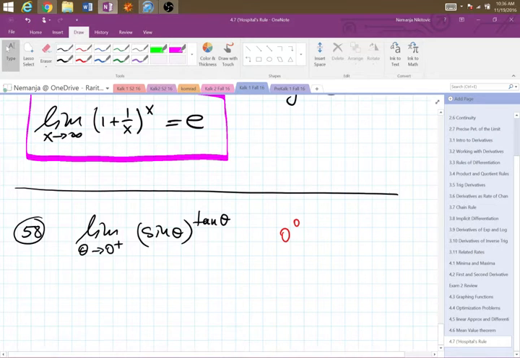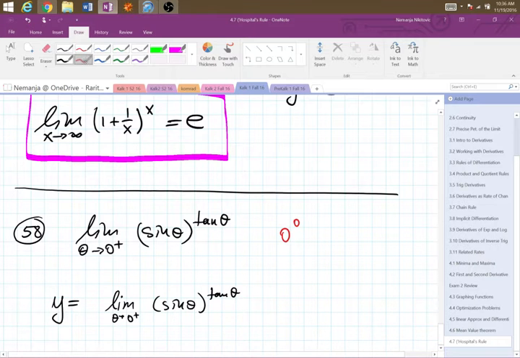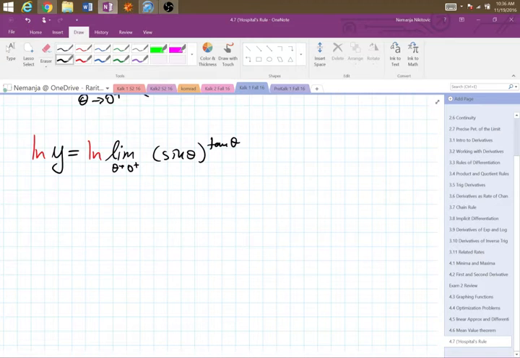So the way to solve this is again to say y equals, leave some space for ln, the limit as theta goes to 0 plus of sine theta raised to the tangent theta, and you apply ln to both sides. It should be clear that ln is the correct choice because you have the exponent that you have to get rid of, and the logs are the only way to do that. Yes?